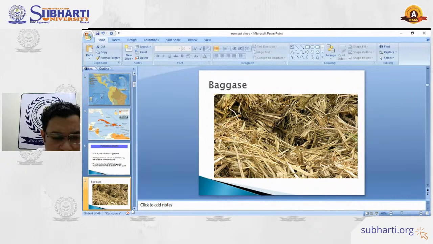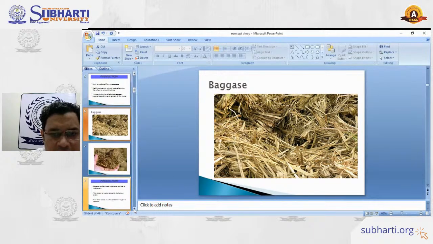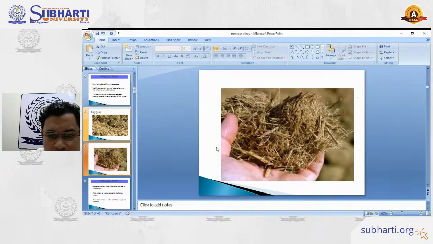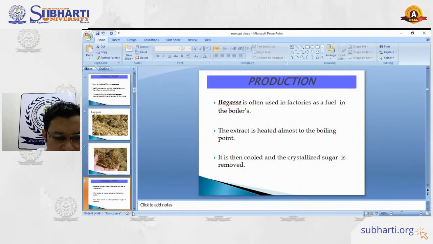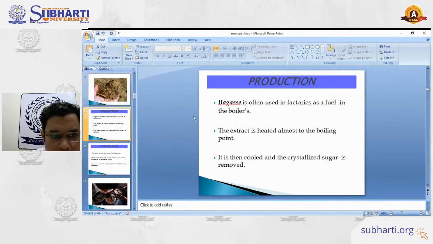So this is how bagasse looks. When we extract the juices from the sugar cane, that's how bagasse is. Bagasse is often used in factories as a fuel in the boiler. So first the sugarcane is grown, then the juice is extracted, then the leftover bagasse, when it is dried, is used as a fuel. So we can say 100% of the sugarcane is used.